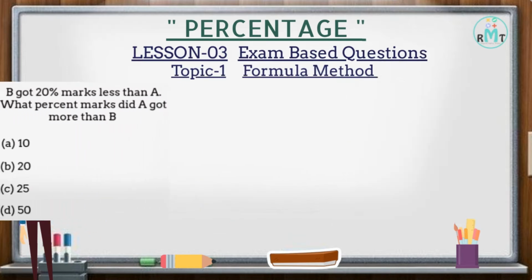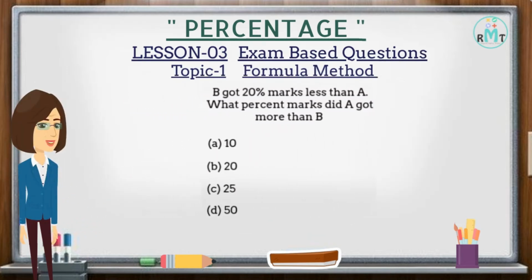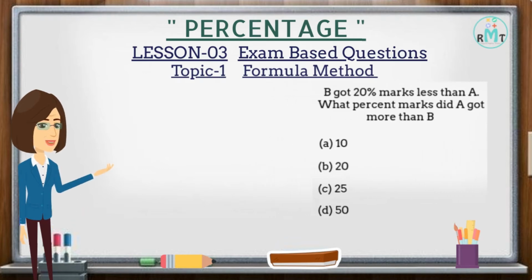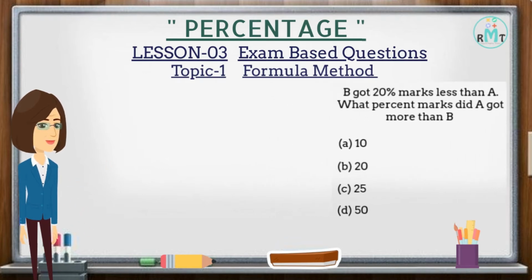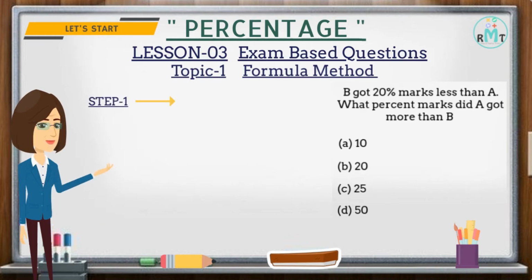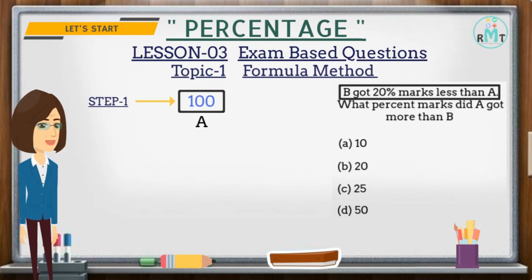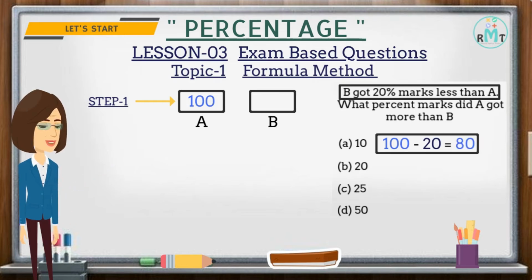Problem 2. B got 20% marks less than A. What percent marks did A get more than B? Let's start. Step 1. Let us assume the value of A is equal to 100. Then, according to the question, B got 20% less marks than A, which means we will subtract 20 from 100. We get 80. So the value of B is equal to 80.